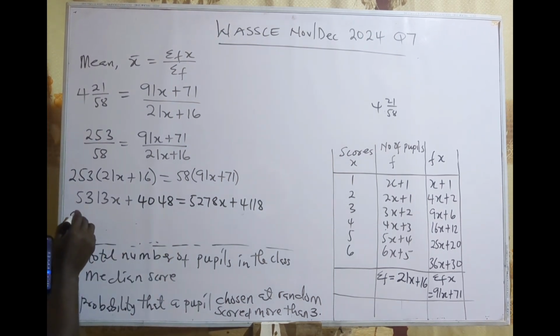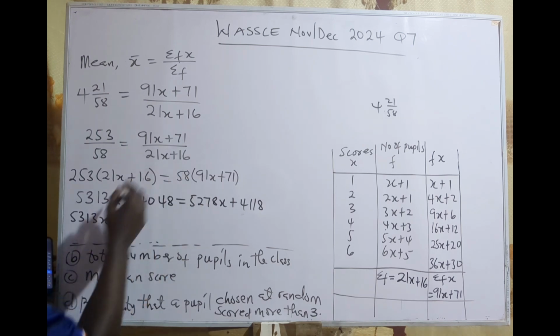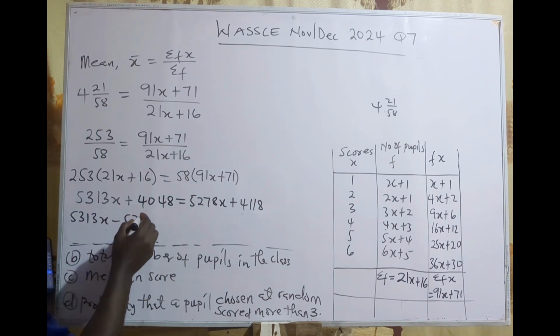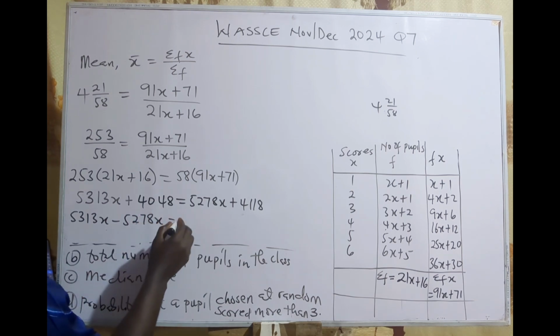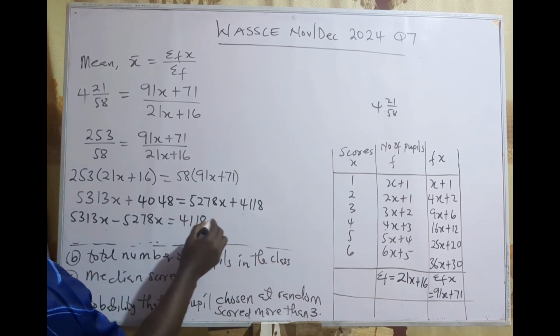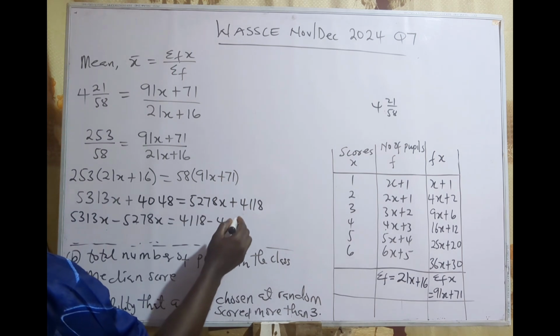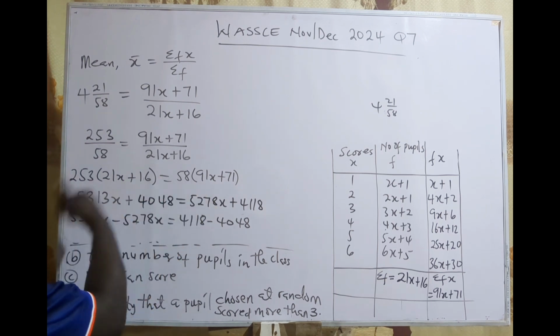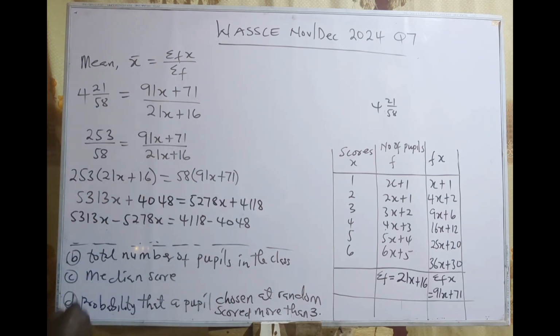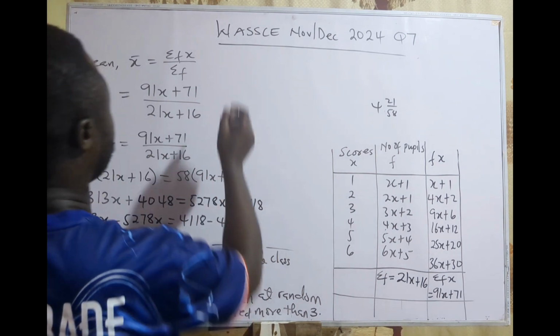So we have 5313x minus 5278x equal to 4118 minus 4048. We bring the x to one side and take the constant to the other side. So now we have 5313 minus 5278, and that will give us 35.